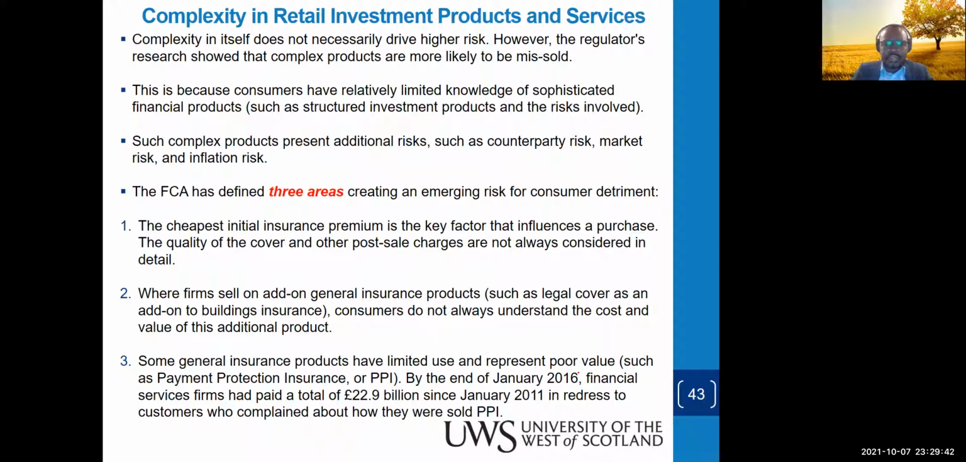Okay. By the end of January 2016, financial services had paid a total of 22.9 billion since 2011 to redress consumer complaints about how they've been sold some form of poor payment protection insurance (PPIs). Okay, so this is where the FCA comes in to regulate and support, protect consumer interest.